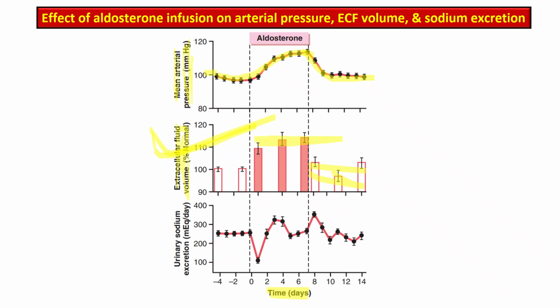In the lower graph, the urinary sodium excretion is mentioned in milliequivalents per day. So there is an initial drop in sodium excretion after aldosterone is introduced, from day 0 to day 1. Then there is a rebound increase in the sodium excretion. This is the concept of aldosterone escape. And the urinary sodium excretion returns to baseline after aldosterone is stopped.